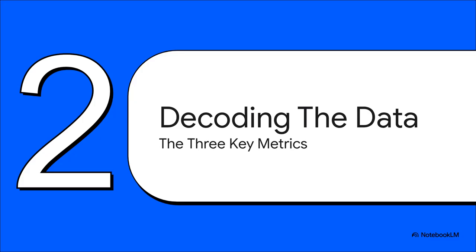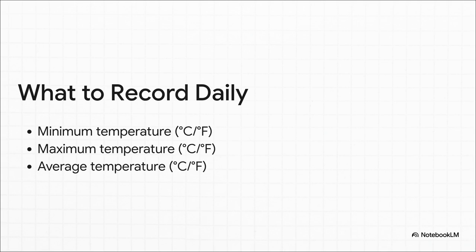So, we've got the routine down. But the real secret, the key to that weird rule we saw, isn't just in what we do. It's in the specific bits of information the protocol tells us to write down. And here they are, the 3 musketeers of our temperature data. We're not just jotting down what it feels like outside at lunchtime. Nope. Every single day, we have to record the minimum, the maximum, and the average temperature. Each one is a vital piece of our puzzle.